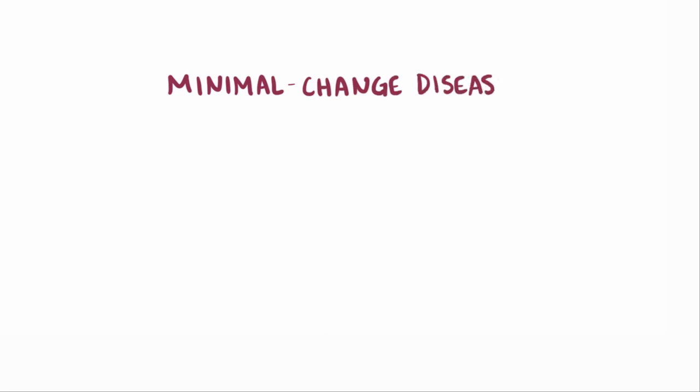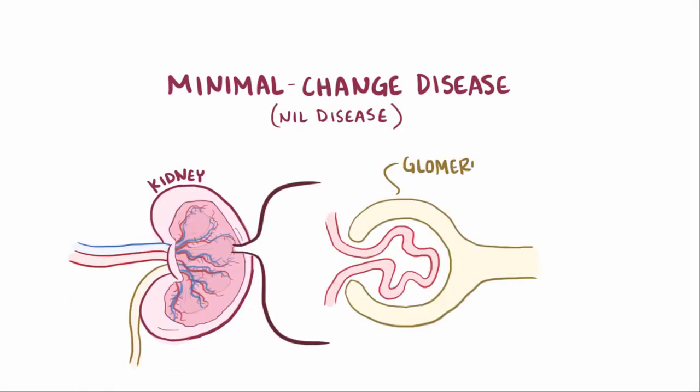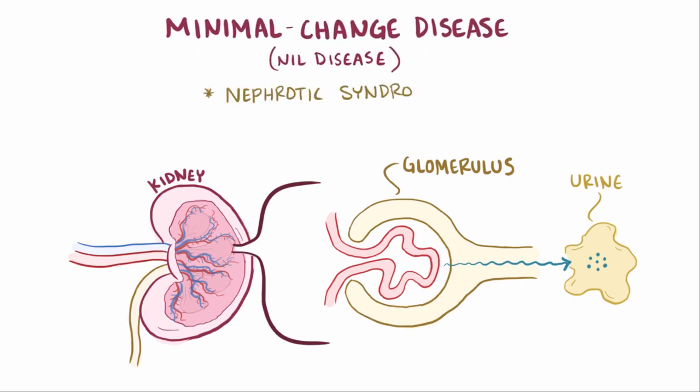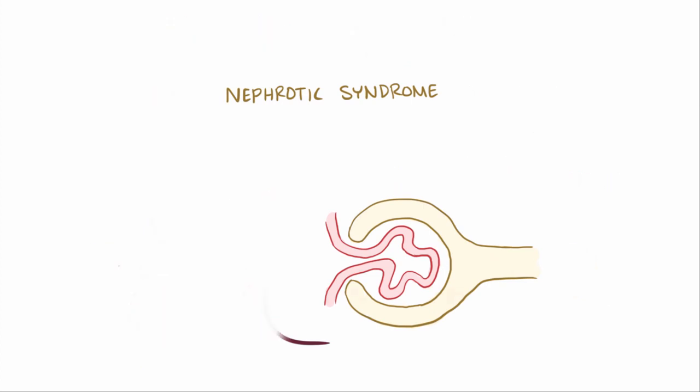Minimal change disease, sometimes called nil disease, affects the millions of the kidney's glomeruli, which are the specific parts of the kidney where small molecules are first filtered out of the blood and into the urine. Specifically, it's a type of nephrotic syndrome. In fact, the most common nephrotic syndrome seen in children. But what exactly is nephrotic syndrome?